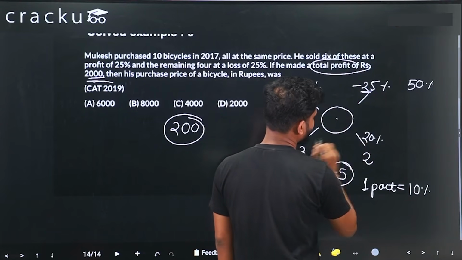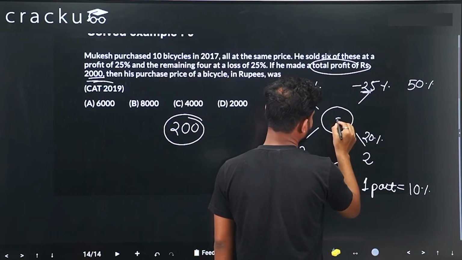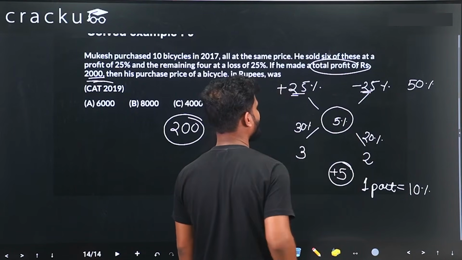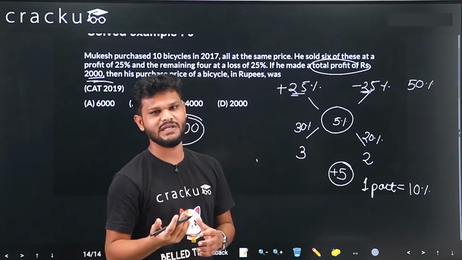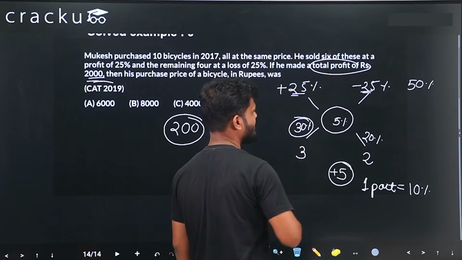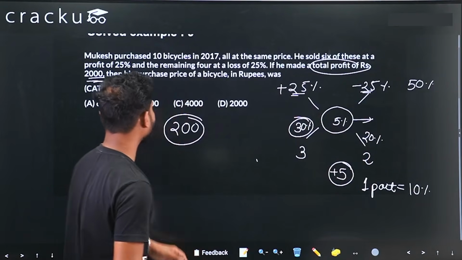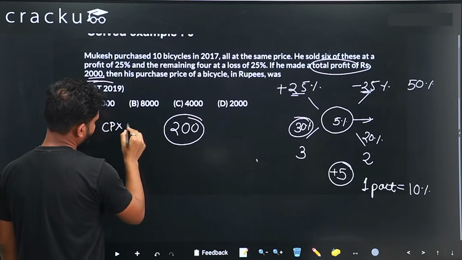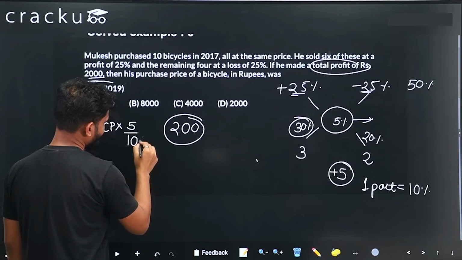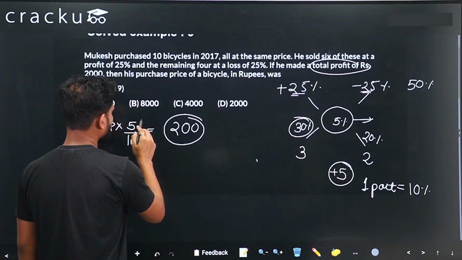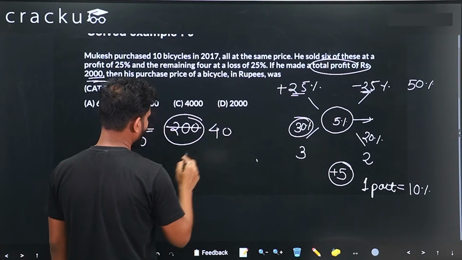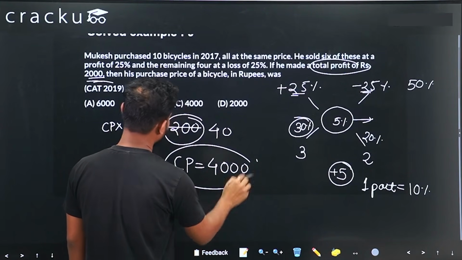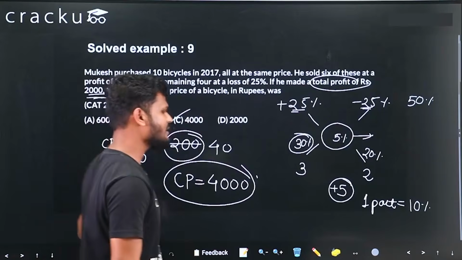So 25% becomes 20%. How does it become? By subtracting 5%. And you can see here, by subtracting minus 25 from 5, you will get 5 of minus 25. So 5 plus 25, it will become 30%. So we got the profit is 5%. If profit is 5%, so let us say cost price is CP into 5 by 100 is equal to 200. So from here you can get 40, and cost price becomes 40 into 100, which is 4,000. So this is how you can solve this question by using alligations.